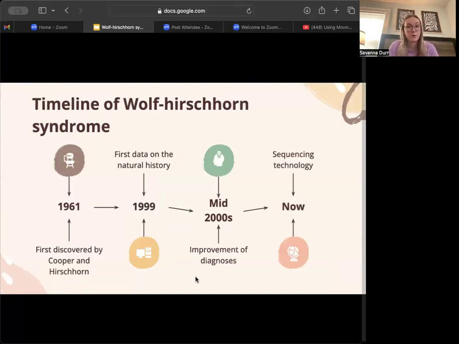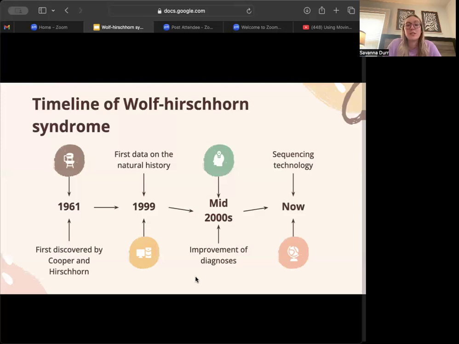So the timeline for Wolf-Hirschhorn syndrome. It was first discovered in 1961 by Cooper and Hirschhorn, which is actually really late for a disability to be discovered. Most are discovered earlier in time. It just shows that this syndrome is very complex and harder to diagnose due to the characteristics of it. So we first discovered the natural history of Wolf-Hirschhorn syndrome in 1999. So it's only 26 years old, which is very young for a disability.